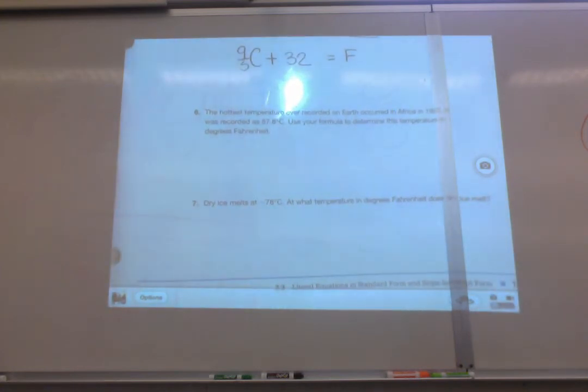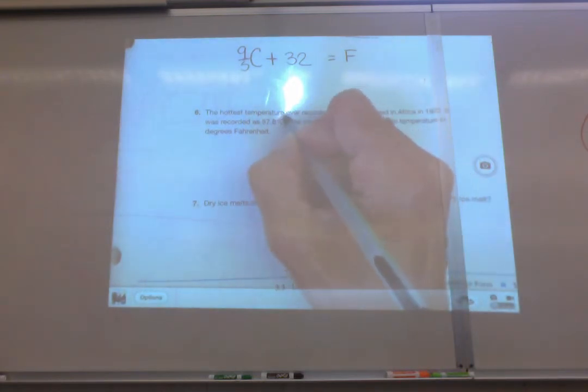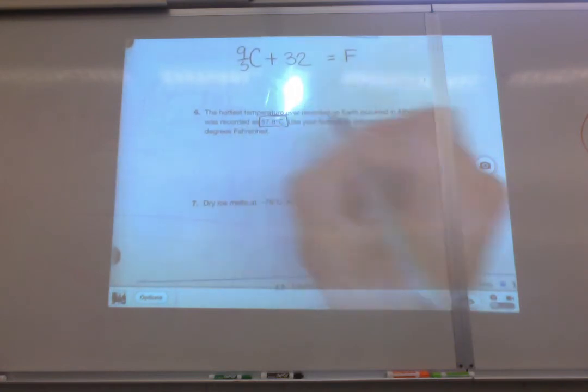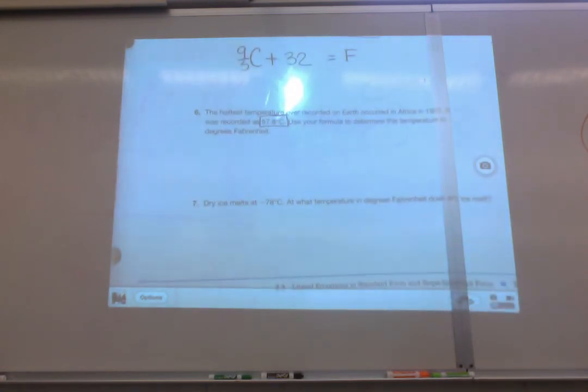Number 6, hottest temperature ever recorded on Earth occurred in Africa in 1992. It was 57.8 degrees C. Do you guys have any idea what this room temperature would be in Celsius? 32. Somewhere in the 20s to 30s, yes? Okay. So 57.8 is pretty high in Celsius. But let's go ahead.